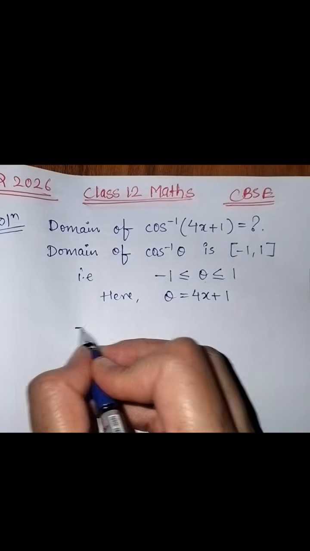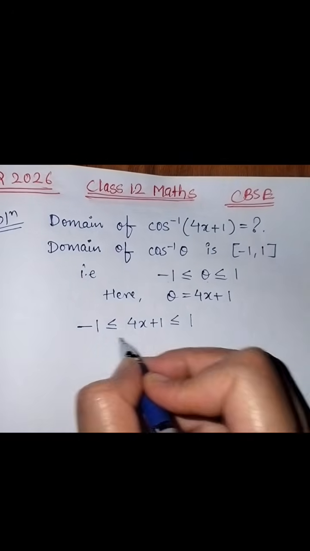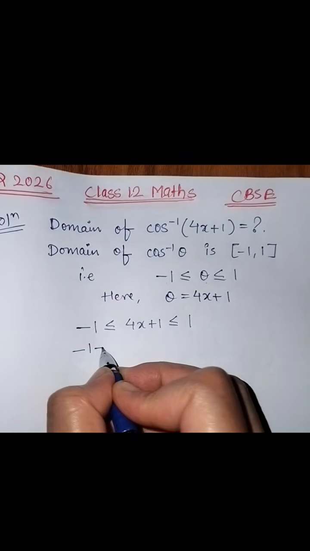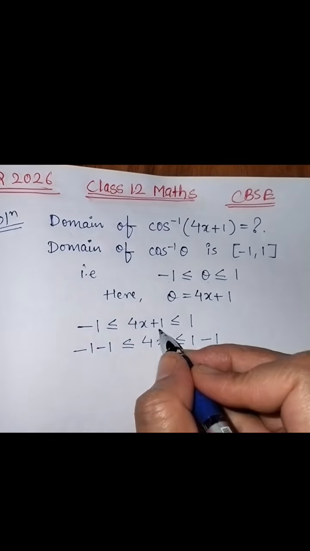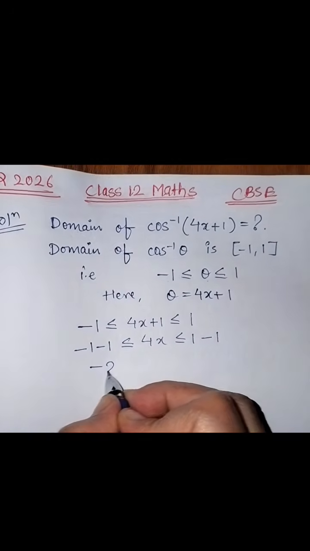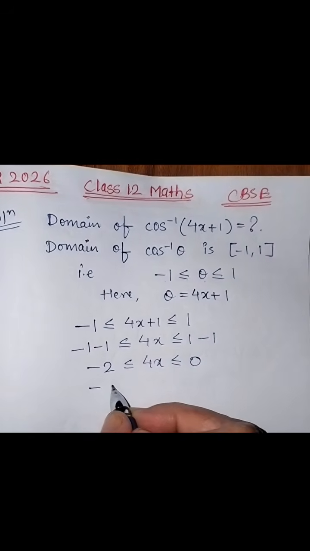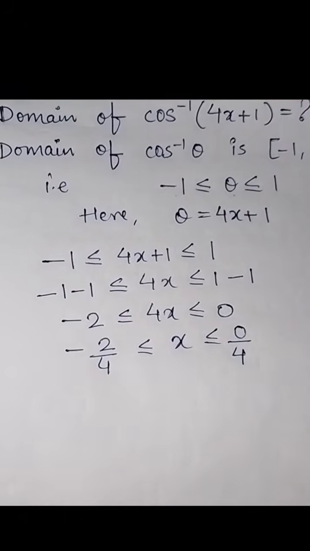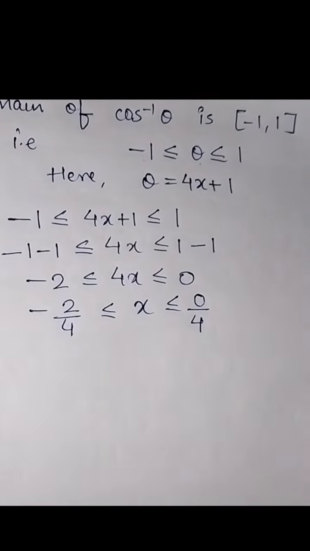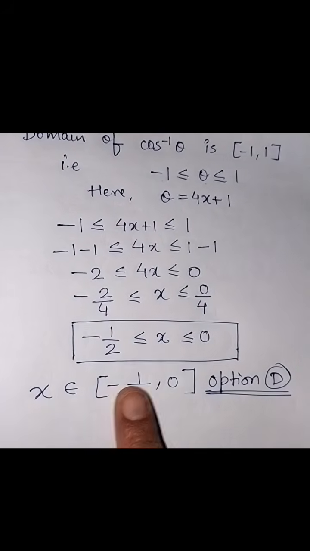Okay, that means you have that -1 is less than or equal to 4x plus 1, which is less than or equal to 1. Just you have to simplify this inequality. So you have -1 less than or equal to 4x, which is less than or equal to 1, -1. Okay, take this -1 to both the sides. So it is -2 less than or equal to 4x, which is less than or equal to 0. So you have -2 upon 4, which is less than or equal to x, which is less than or equal to 0. You will get -half less than equal to x, which is less than equal to 0. So in this case option D is correct, -half close interval -half to 0.